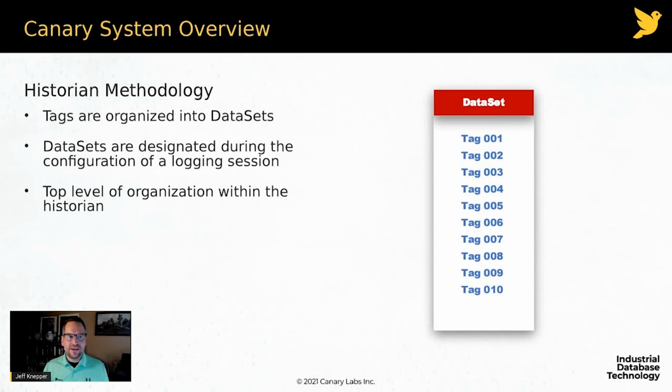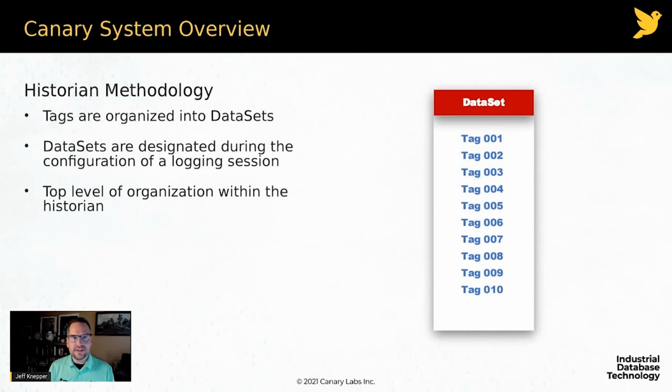Let's talk a little bit about how the actual historian works. At the highest level, we give you the ability to organize groups of tags into data sets. So just think of a data set as a folder. And so when you're logging data from the device or from the edge and pointing it towards a Canary historian, you make a decision at the point of logging configuration under what data set you want your group of tags to live. It is the highest level of organization inside of the historian.